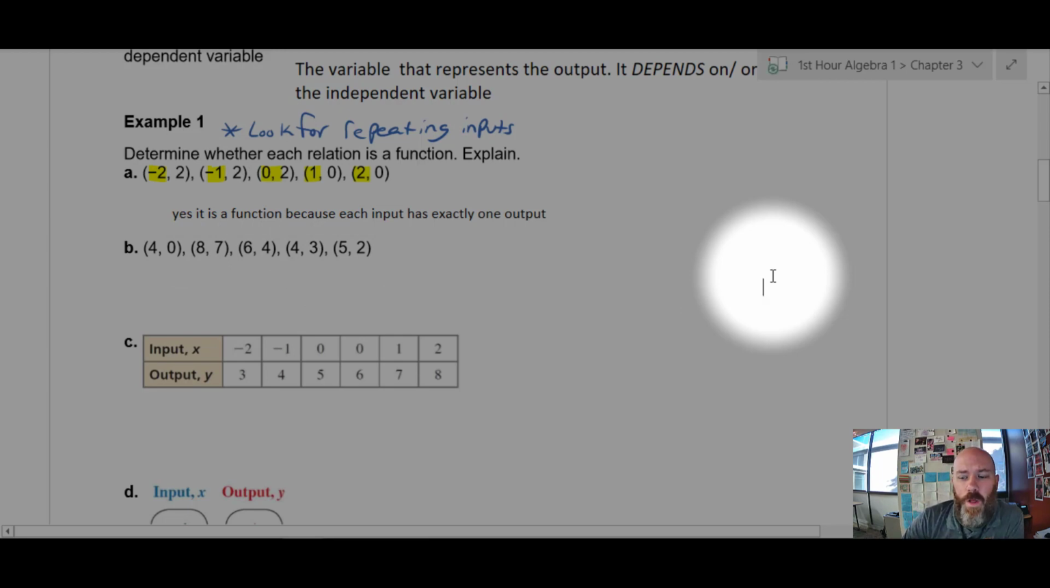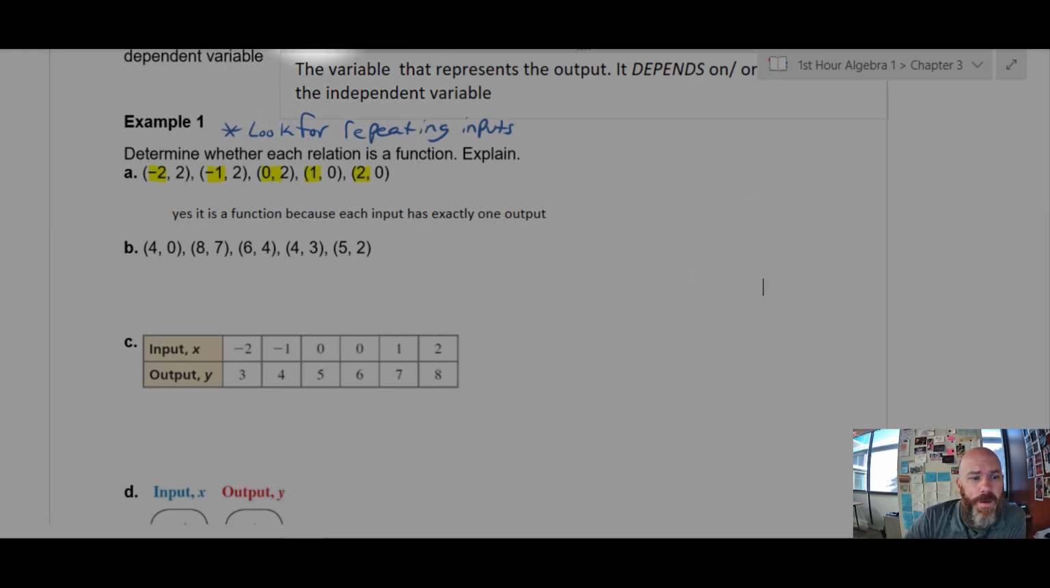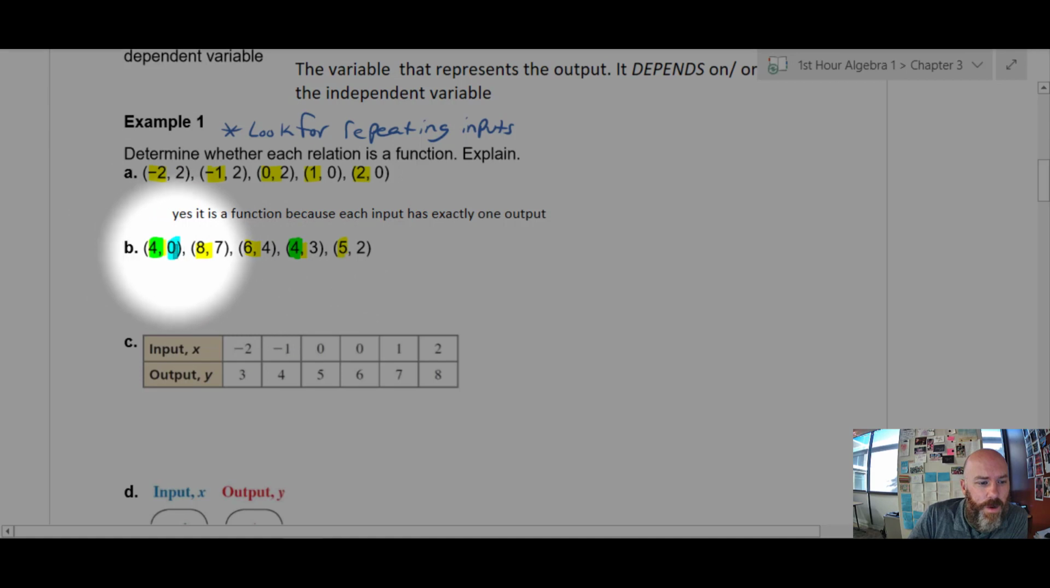Again, these notes are pretty long, so feel free to pause this whenever you want to, so you can catch up. Second one, let's look at our inputs. 4, 8, 6, 4. Whoa! I see another 4 there. So I have 2 4s, and then I have a 5. So what I want to do is look at their outputs. I have a 0 and then I have a 3.